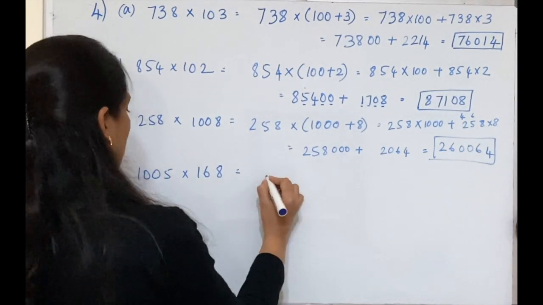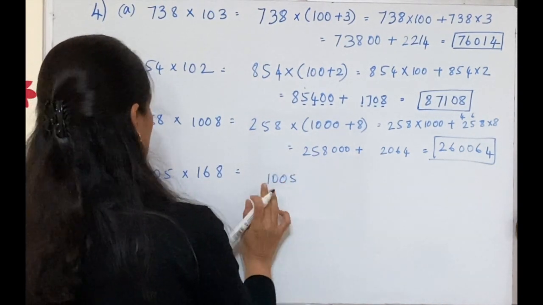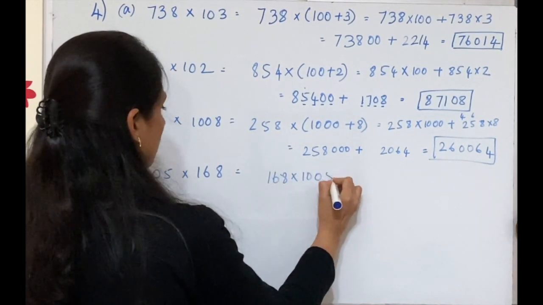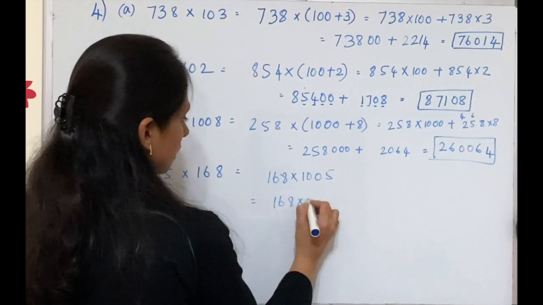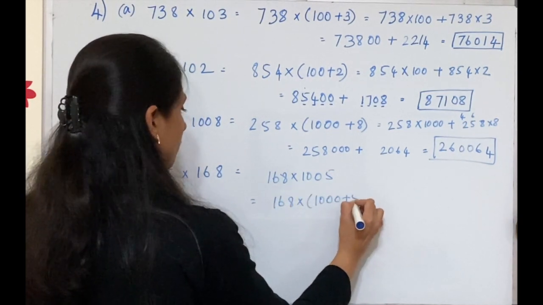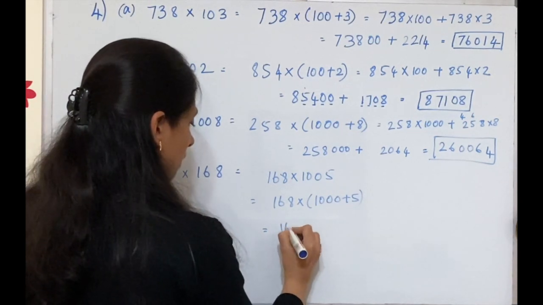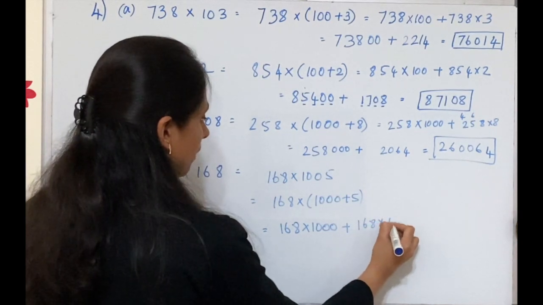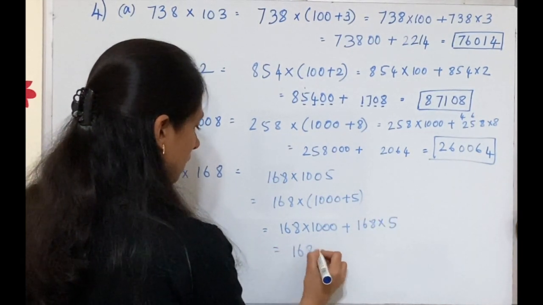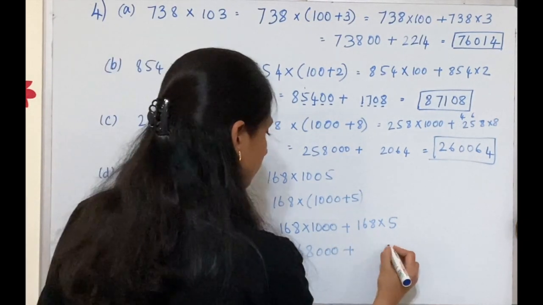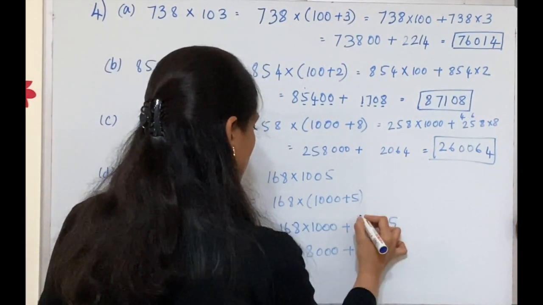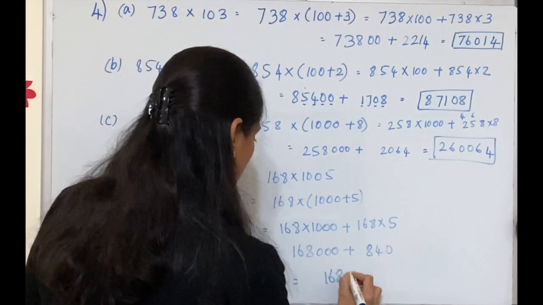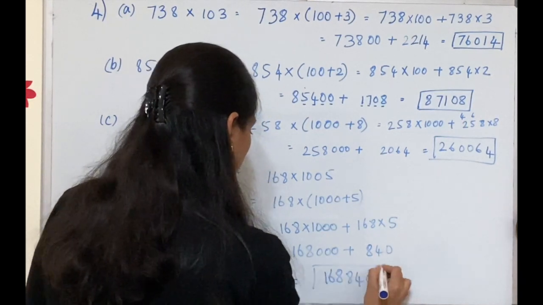The last one, 1005. So I'm going to write it like this for my convenience. This becomes 168 into 1000 plus 5. This becomes 168 into 1000 plus 168 into 5. 168000 plus 840 is 168,840. This is my answer.